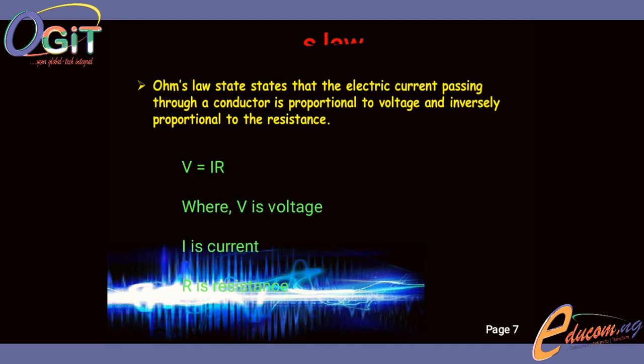Ohm's law. What do we understand by Ohm's law? Ohm's law states that the electric current passing through a conductor is proportional to the voltage and inversely proportional to the resistance. V equals IR, where V is the voltage, I is the current, and R is resistance.